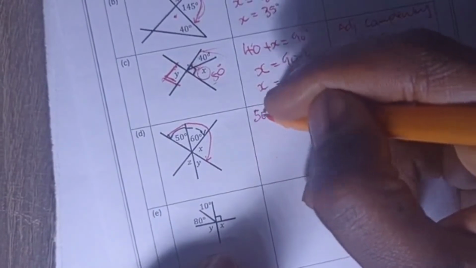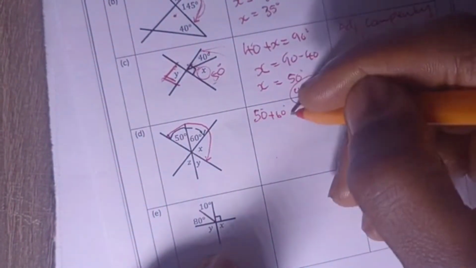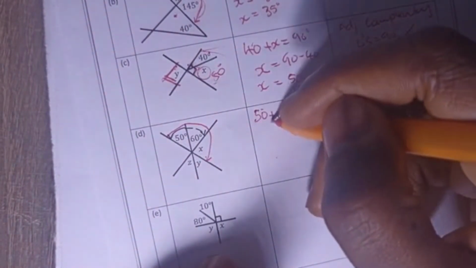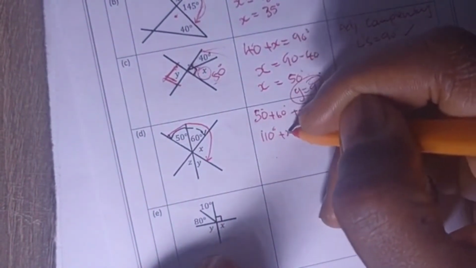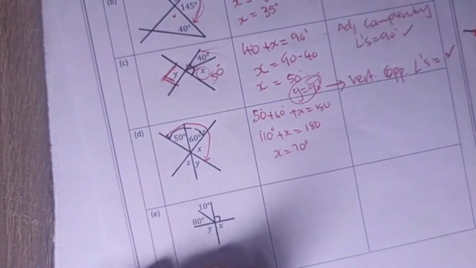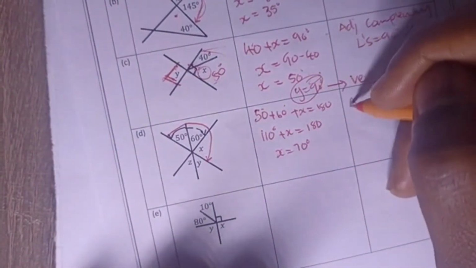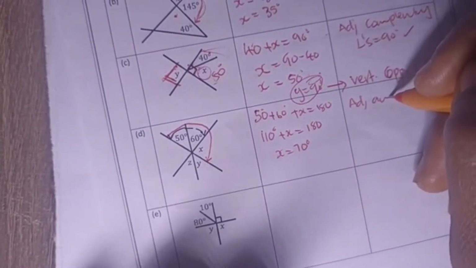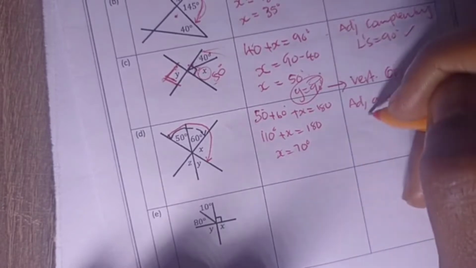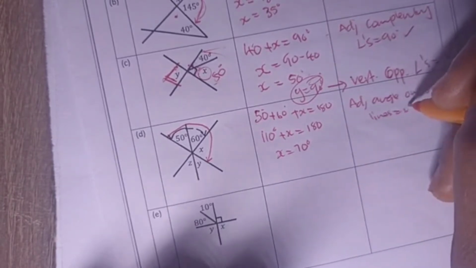So I can say 50 plus 60 degrees, right? Don't forget degrees. 180 equals to that. This plus this is 110 plus x equals to 180. Take that one to that side. X is 70 degrees. Can you see? We used adjacent angles on a straight line. You mustn't be tired of writing this equals to 180.